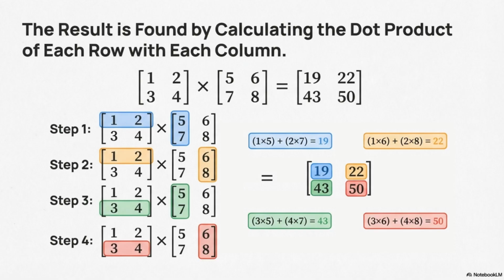The bottom left value uses the row with 3 and 4 and the column with 5 and 7. 3 times 5 plus 4 times 7 gives 43. The bottom right value uses the row with 3 and 4 and the column with 6 and 8. 3 times 6 plus 4 times 8 gives 50. Put together, the result matrix has two rows and two columns, with the numbers 19 and 22 in the first row and 43 and 50 in the second row. So, matrix multiplication is really just dot products repeated for every row and column pair.